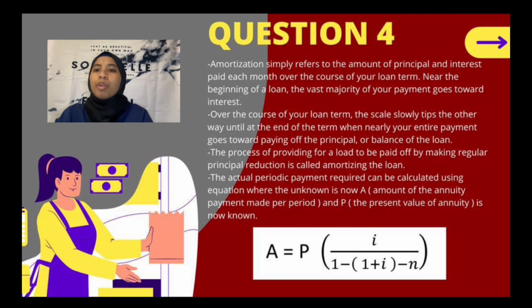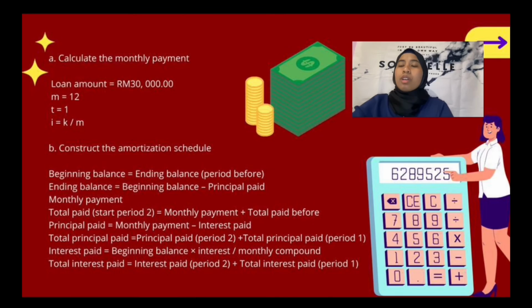The process of providing for a loan to be paid off by making regular principal reductions is called amortization of the loan. The actual periodic payment required can be calculated using the equation where the unknown is now A, the amount of the annuity payment made per period, and P, the present value of the annuity, is known. Question number 4 is divided into two parts, which is A, calculate the monthly payment.